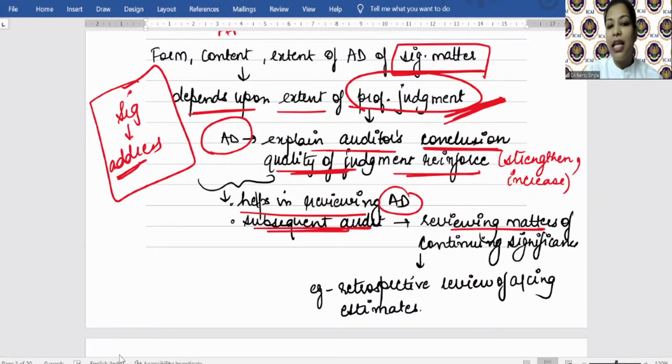Subsequent audit helps in reviewing matters of continuing significance. Example, retrospective review of accounting estimates. For example, there has been a certain retrospective change from the last 4 years. Retrospective is what? It is from the last 4 years, some change has been made in an accounting estimate, right? Now, last year you applied professional judgment, last year also you applied professional judgment.